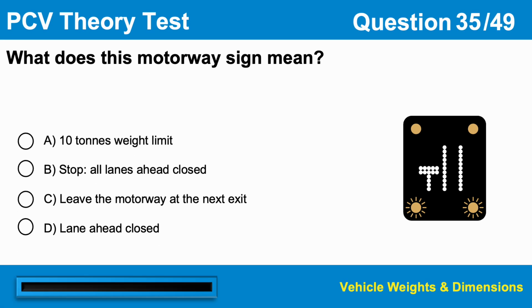Question 35. What does this motorway sign mean? A. 10 tons weight limit. B. Stop. All lanes ahead closed. C. Leave the motorway at the next exit. D. Lane ahead closed.